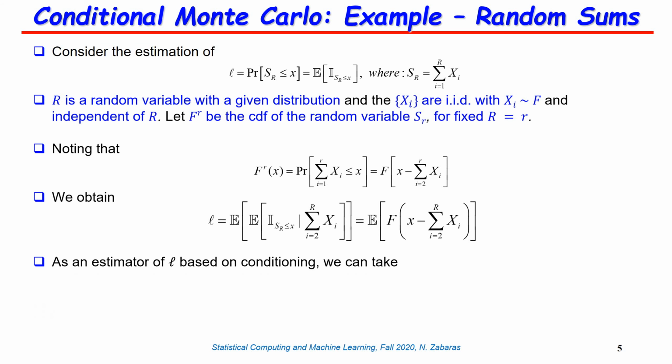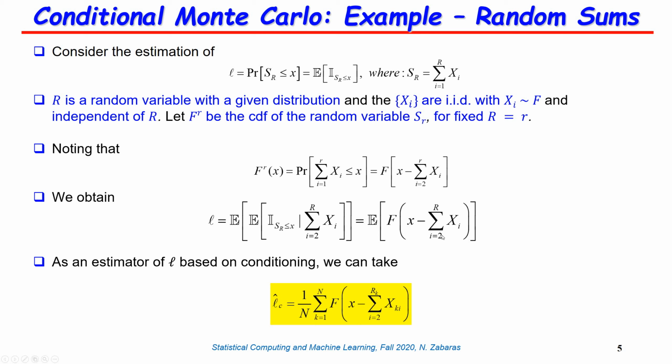And effectively, I can go and directly sample n times from the distribution of R. So sample R1, R2, ..., Rn. Okay, so that's my summation that I have here from k equal 1 to n. And then effectively, this is the conditional Monte Carlo estimator.